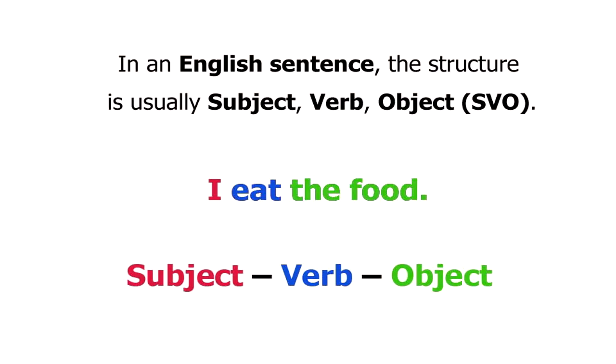In an English sentence, the structure usually follows the subject, verb, object pattern. For example, let's look at this English sentence structure that uses the subject, verb, object pattern. I eat the food. The subject is found at the beginning of the sentence, then followed by the verb in the middle. Lastly, at the end is the object.